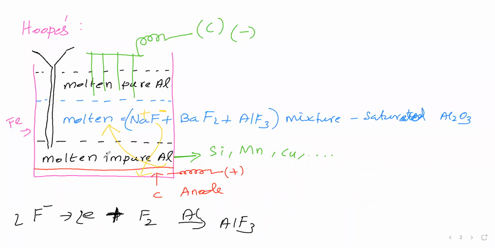That means in this molten state, aluminum is there. This aluminum goes to the middle layer as AlF3. Therefore in this bottom layer, the quantity is getting reduced. As soon as it is reducing, you add molten impure aluminum in this place. Therefore we can raise the quantity here.